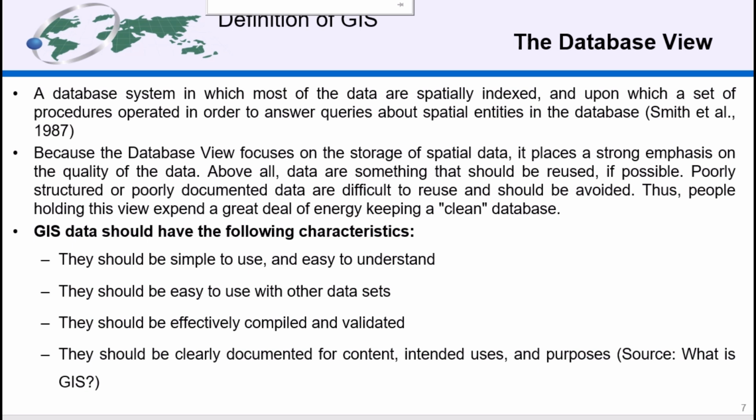GIS data should have the following characteristics. 1. They should be simple to use and easy to understand. 2. They should be easy to use with other data sets. 3. They should be effectively compiled and validated. And 4. They should be clearly documented for content, intended use, and purposes.